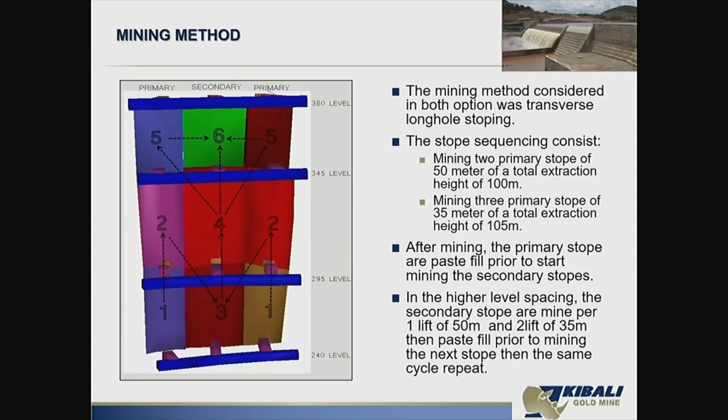You cannot mine the secondary stope. You mine the secondary stope only after paste filling the primary stope. And also for various other reasons, the paste filling constraint, the UCS requirement, and some other stuff. So with a 50-meter level spacing, you could mine only 1 stope at a time for the secondary.